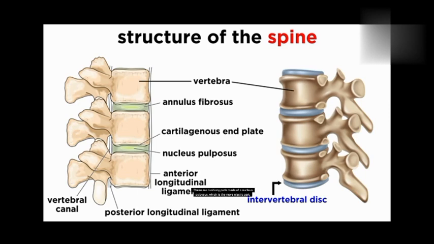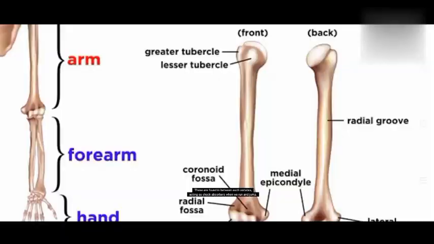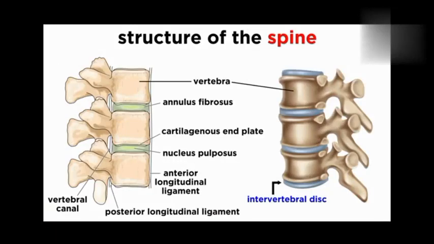These are cushiony pads made of a nucleus pulposus, which is the more elastic part, surrounded by an annulus fibrosus with lots of collagen. These are found in between each vertebra, acting as shock absorbers when we run and jump.